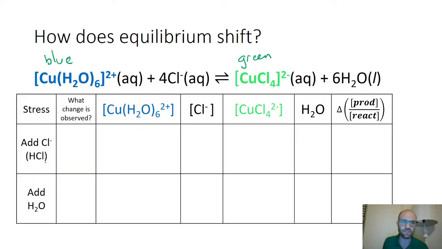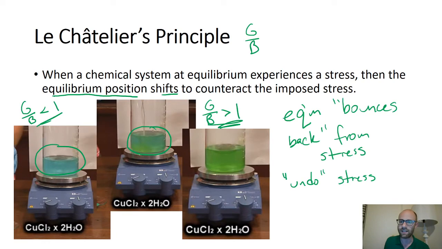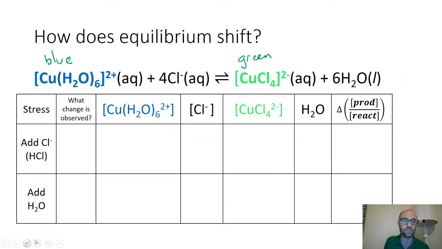We should probably mention this about hydrochloric acid. I know I'm getting ahead of myself with my units, but when hydrochloric acid is dissolved in water, it actually introduces chloride ion to the solution. So when the stress is adding chloride, we said on the previous slide that the equilibrium will bounce back or try and undo the stress. So the goal is to reduce chloride. We want this number to come back down.